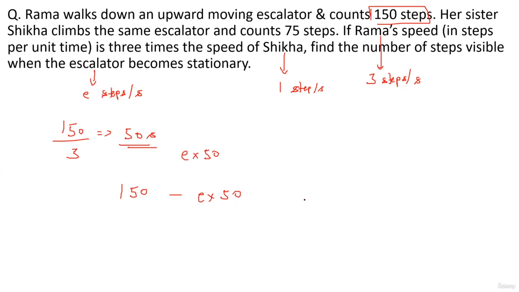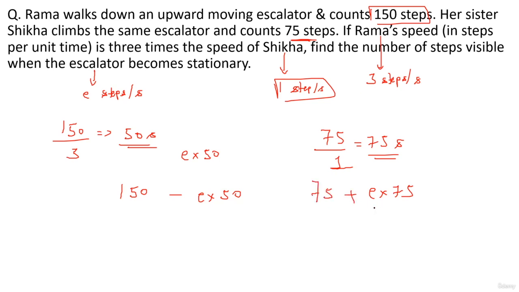That is 50 into e. In the same way, Shikha is climbing up, and the escalator will support her. She is taking 75 steps, her speed is 1 step per second. She travels for 75 upon 1, which is 75 seconds. The escalator would have moved e into 75 steps, speed into time. So the escalator has moved e into 75 and Shikha herself has walked 75. The total number of steps on the escalator is 75 by Shikha plus the escalator's. Both of these give the total number of steps visible on the escalator.